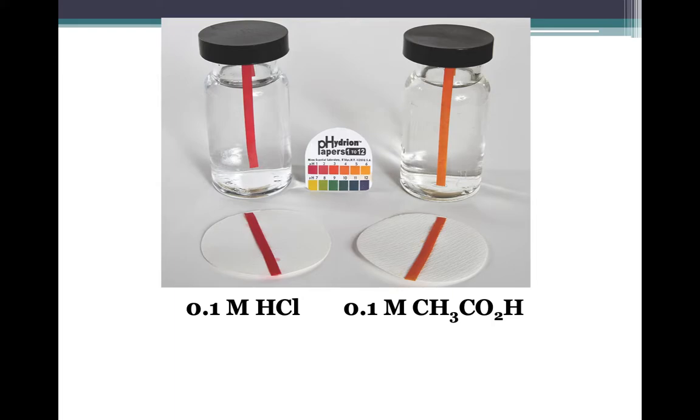So here we have two acids, hydrochloric acid and acetic acid, and they are both 0.1 molar. They have the same concentration, or the same amount of acid in each solution, but we see that the pH paper for HCl is much redder. The pH is down close to 1. And for acetic acid, it's much higher. It's probably about 3. It's hard to see, but trust me, it is not as red.